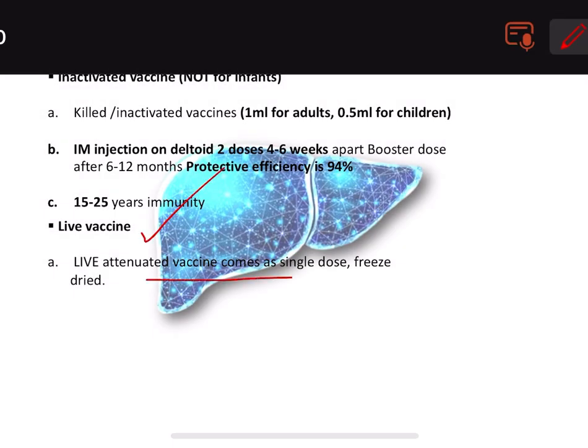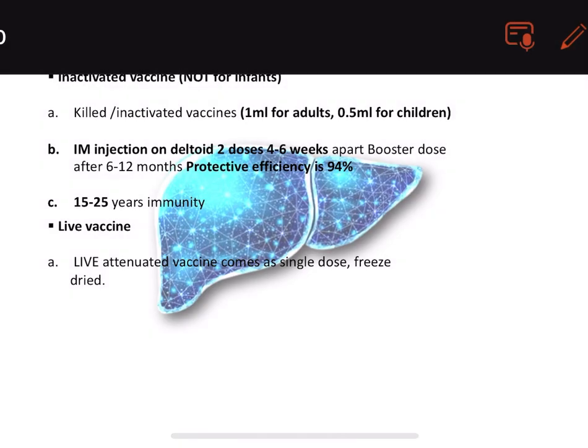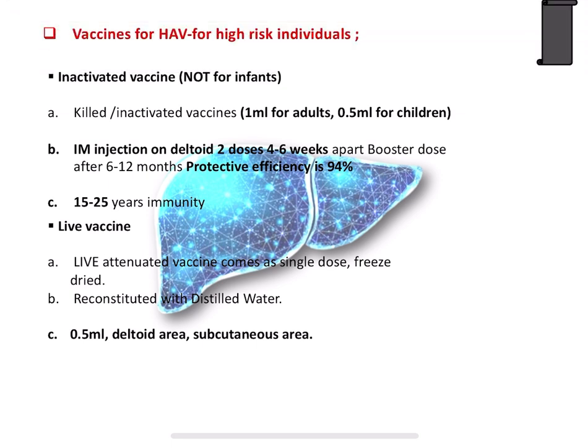Live attenuated vaccine comes as a single dose, freeze dried. Okay, it is a freeze dried vaccine powder. It is reconstituted with distilled water, and 0.5 ml is administered on the deltoid area or subcutaneously. So we see that reconstitution is done.